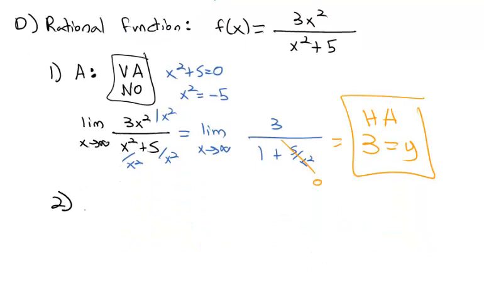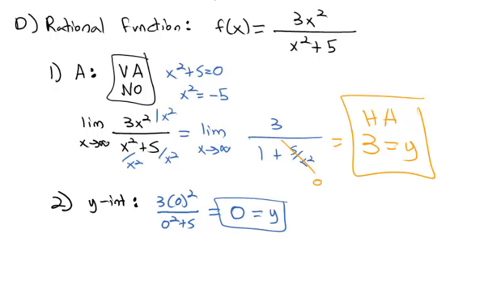Number 2, x and y intercepts. The y-intercept is easy. We just make all the x's equal to 0. So we have 3 times 0 squared over 0 squared plus 5. And you see that ends up with 0 divided by 5, which is just 0. 0 is the y-intercept.